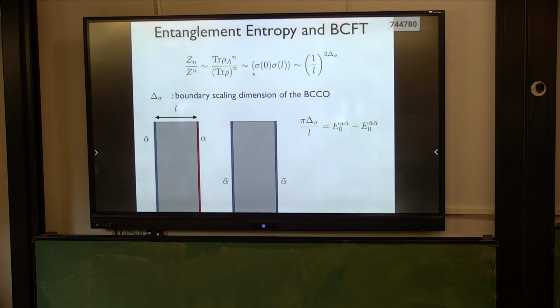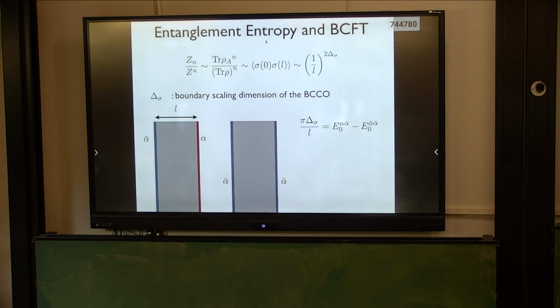So generally, this partition function can be interpreted as a two-point correlation function of the boundary condition changing operator on the half-infinite plane. And this correlation function generally behaves as a power law of the distance, to the power of 2 delta sigma. And this delta sigma is the so-called boundary scaling dimension of this boundary condition changing operator.